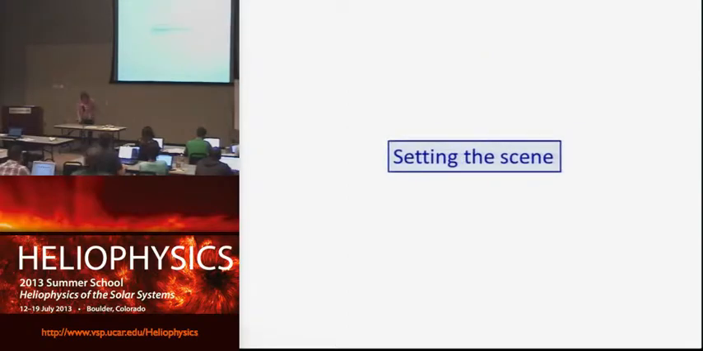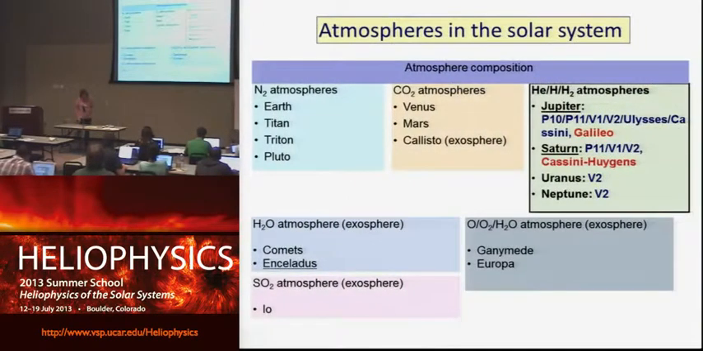Okay. So first, let's set the scene. I'm focusing on the outer planets, Jupiter, Saturn, Uranus, and Neptune, which have an atmosphere primarily made of hydrogen and helium. They have been visited by many spacecraft through flybys: Pioneer 10, 11, Voyager 1, 2, Ulysses, and Cassini for Jupiter. And also by orbiters, Galileo for Jupiter, and Cassini-Huygens for Saturn, which has been orbiting Saturn since 2004, is still orbiting Saturn, and is expected to do so until 2017, when it will disintegrate into its atmosphere.